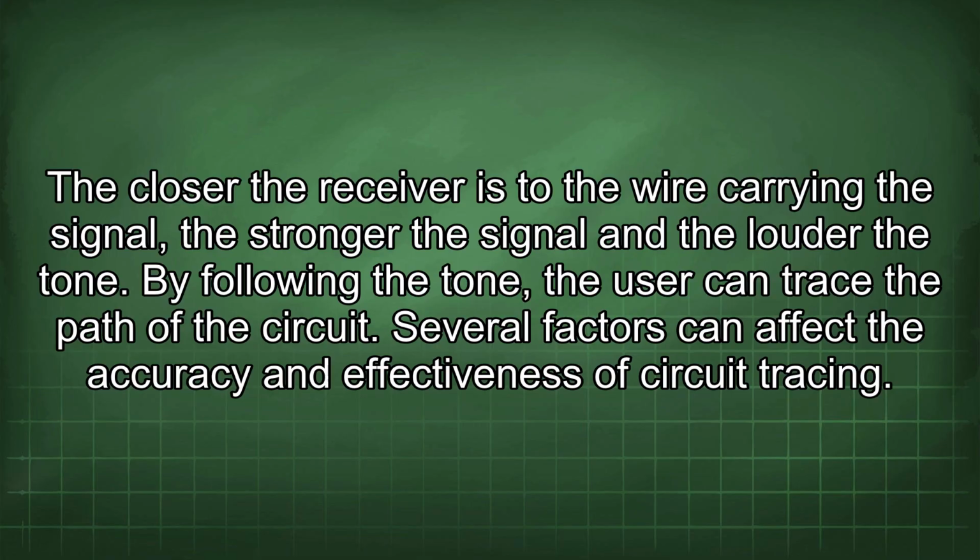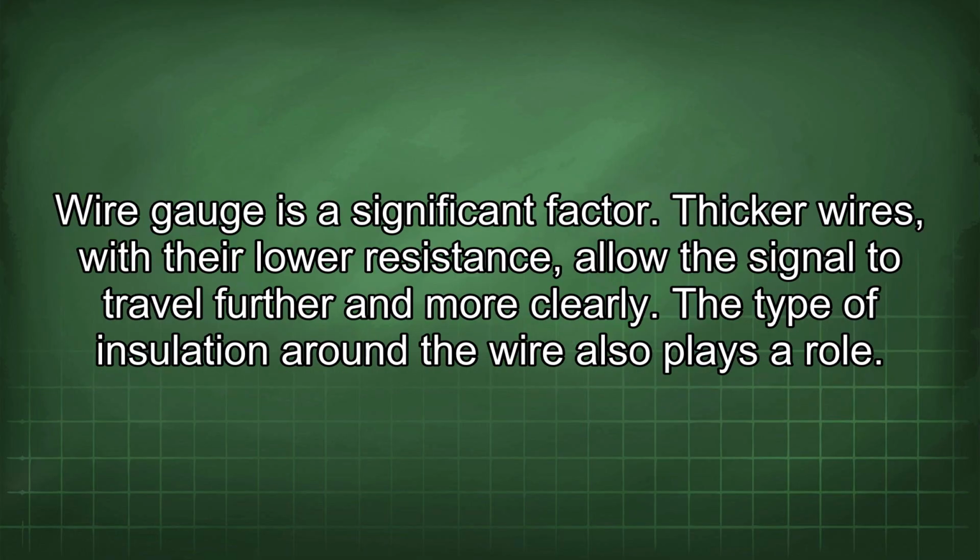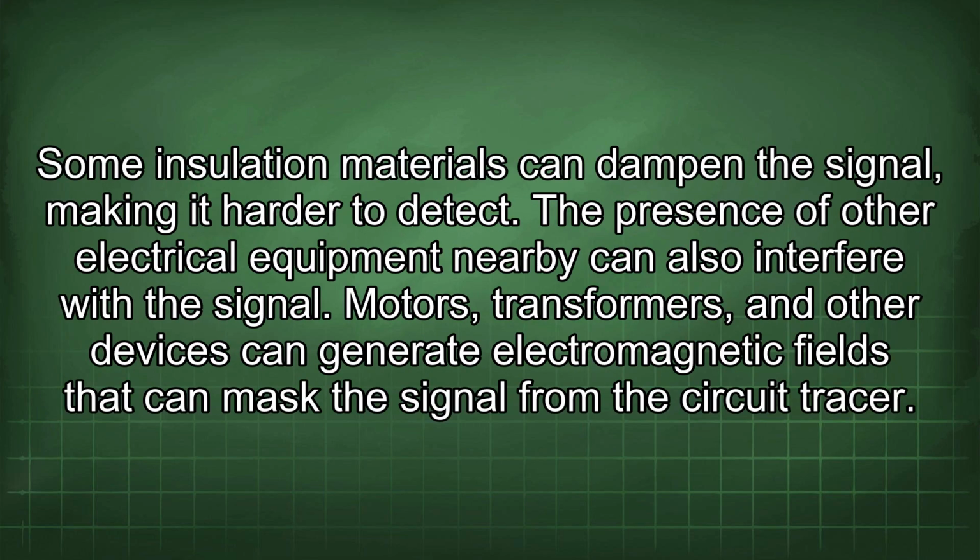Several factors can affect the accuracy and effectiveness of circuit tracing. Wire gauge is a significant factor. Thicker wires, with their lower resistance, allow the signal to travel further and more clearly. The type of insulation around a wire also plays a role. Some insulation materials can dampen the signal, making it harder to detect. The presence of other electrical equipment nearby can also interfere with the signal. Motors, transformers, and other devices can generate electromagnetic fields that can mask the signal from the circuit tracer.